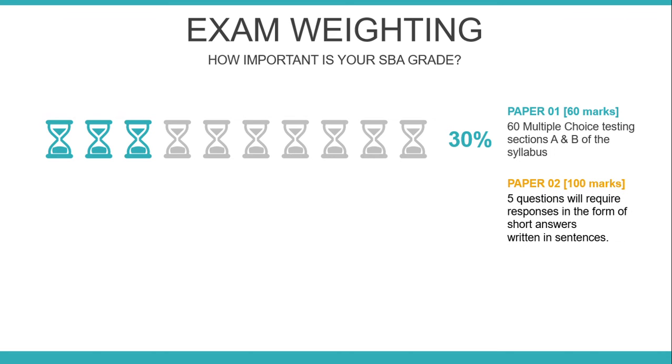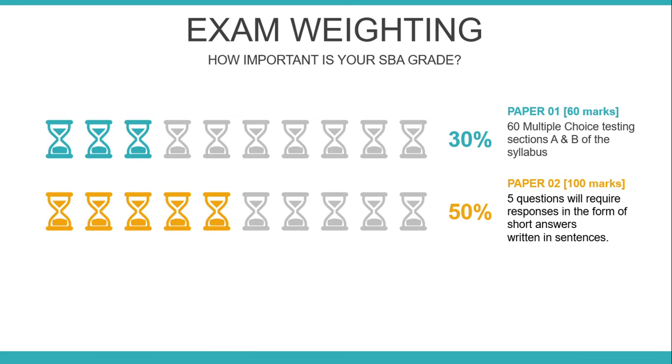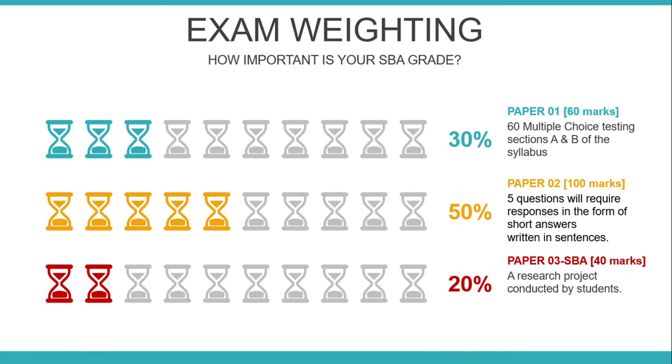Then we have the paper 2, which values 100 marks. You'll do 5 questions, answering in short answers, written in complete sentences, and you should have some practice with that already. And that values 50%. So half of your grade is based on paper 2. Then we have our SBA, which is the paper 3, and it values 40 marks. So you know it values a whopping 20%.